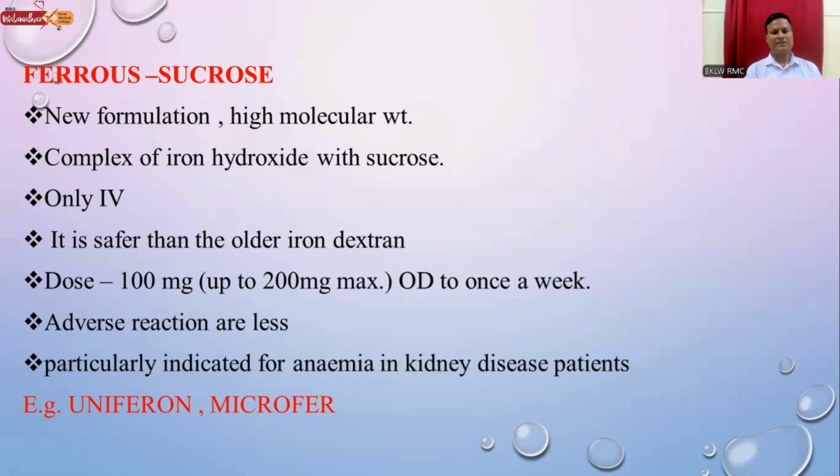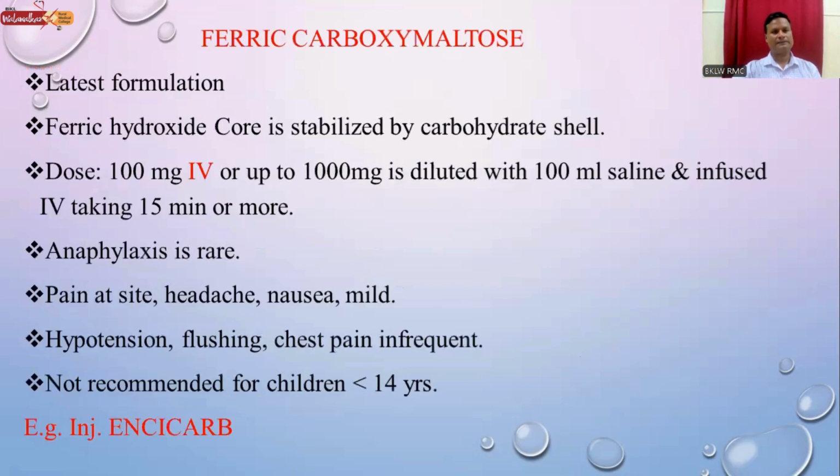Adverse reactions are relatively less in comparison with iron dextran, and that's why it is particularly indicated in patients of anemia in chronic kidney disease. But in them also renal damage has been observed because of ferrous sucrose, so it should be used cautiously in such renal damage patients.